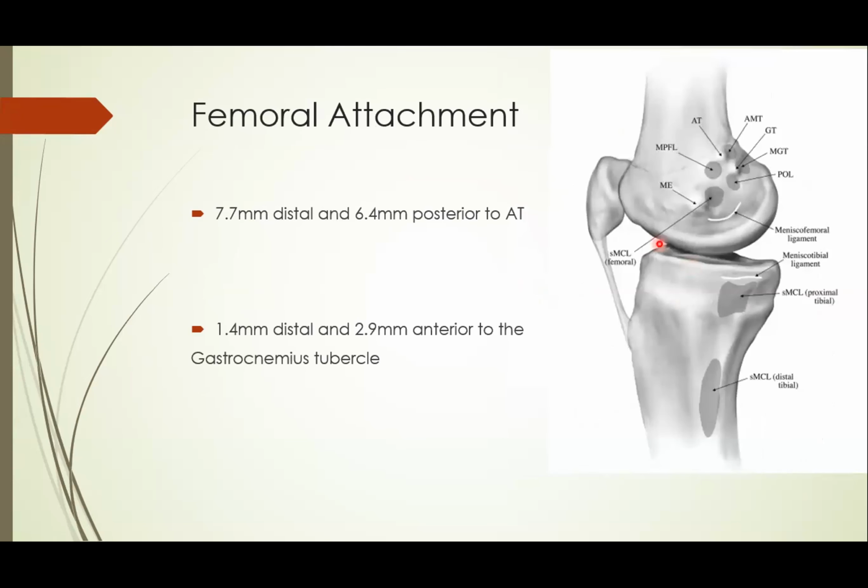Starting off with the femoral attachment of the posterior oblique ligament, it is found 7 mm distal and 6.4 mm posterior to the adductor tubercle, and 1.4 mm distal and 3 mm anterior to the gastroc tubercle, which is found here.